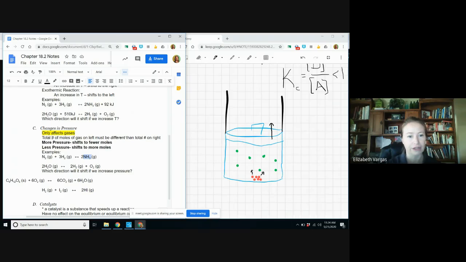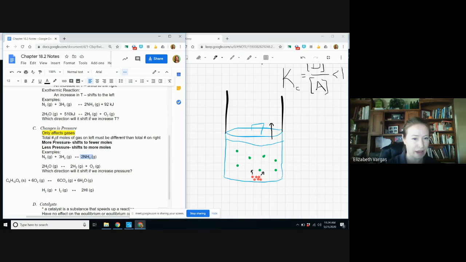We need to look at the total number of moles of gas. On the left side, there's 1 mole of gas here, 3 moles of gas here, for a total of 4 moles on the left. And on the right-hand side, there's only 2 moles of gas.